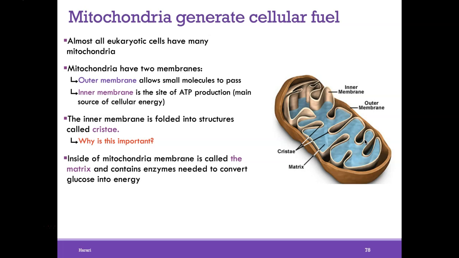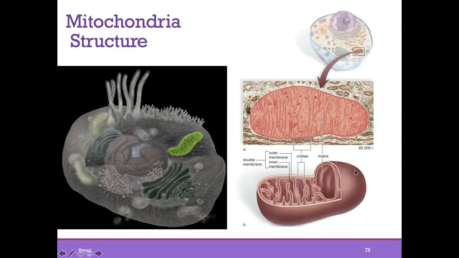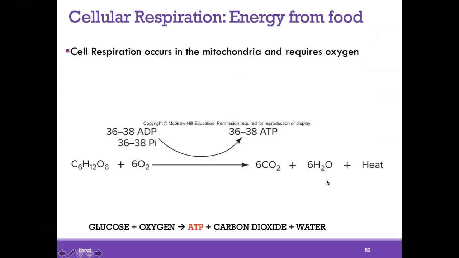Mitochondria also have their own DNA, which is interesting. They have their own DNA that's found in the matrix, and they divide separately from the cell. So here we can see mitochondria. They have kidney bean shapes. They have these cristae, which increase surface area. The matrix is in the middle.